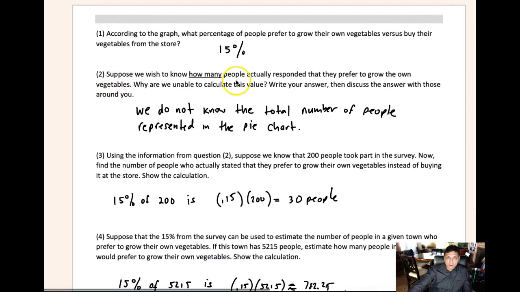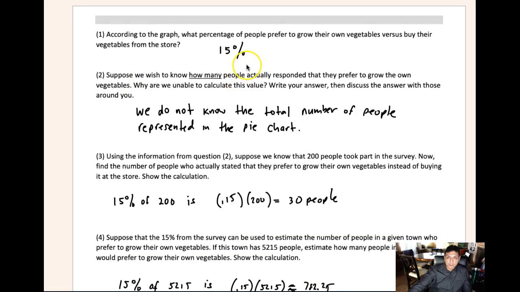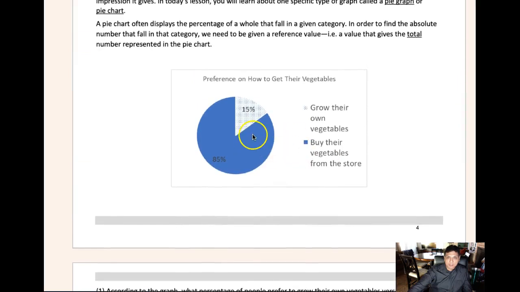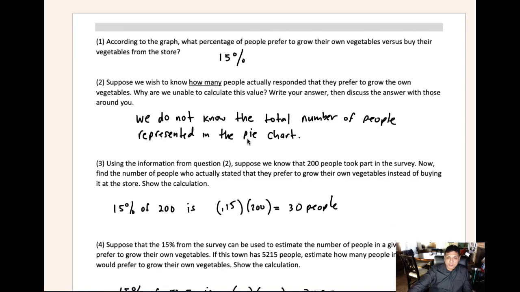You can see, according to the graph, what percentage of people prefer to grow their own vegetables? 15. How many people actually responded? Well, we don't know the number of people that actually responded. We just have the percentage. So we don't know the total amount of people. We just know the percent.